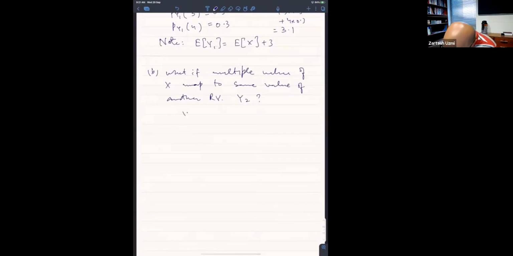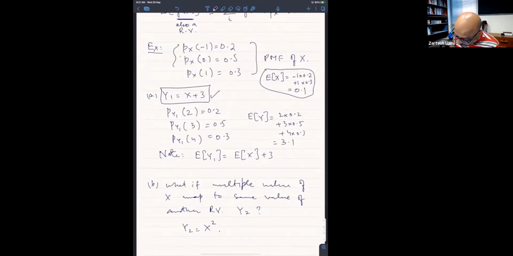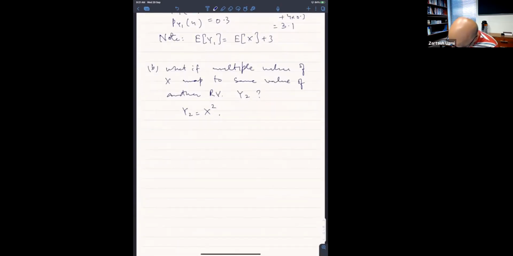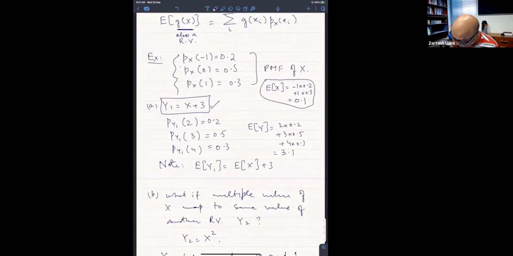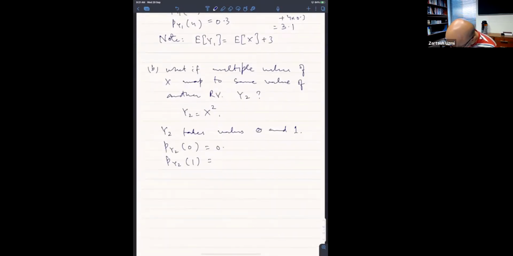So y2 I define, y2 is equal to x square. See, x we had, x takes values -1, 0 and 1 with probabilities 0.2, 0.5, 0.3. So y2 takes two values, 0 and 1, with PMF py2(0) and py2(1). What is py2(0)? py2(0) is when x takes the value 0, which happens with 0.5.